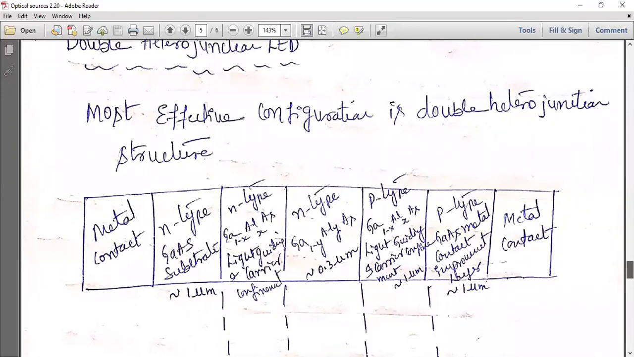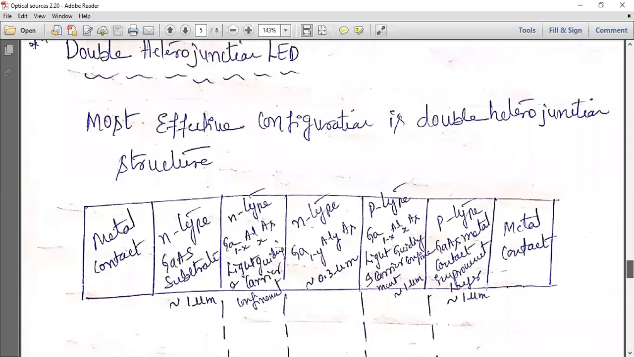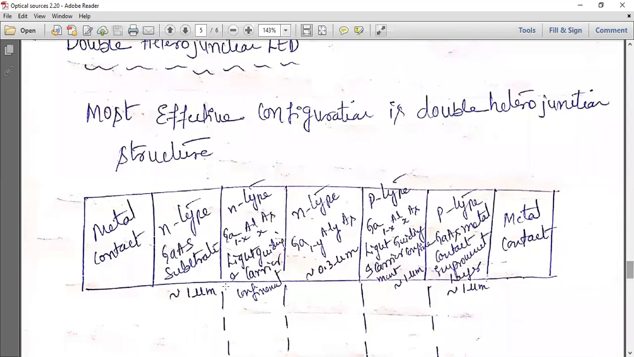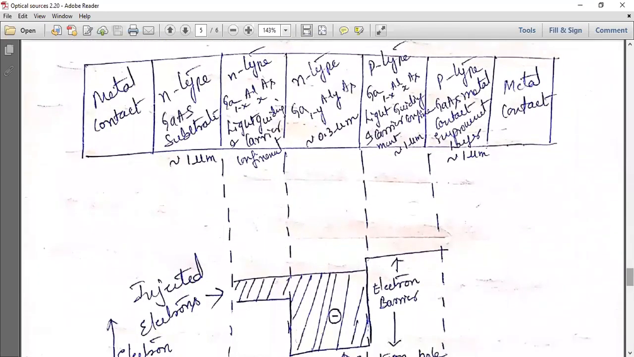It works only in forward bias condition. That means if you connect this to the negative terminal and that to the positive terminal, then the LED will function. How it will function, we'll go through. If you connect it to the negative terminal, there are electrons here and holes here. These electrons will be pushed by the negative terminal and will be confined to the center layer.